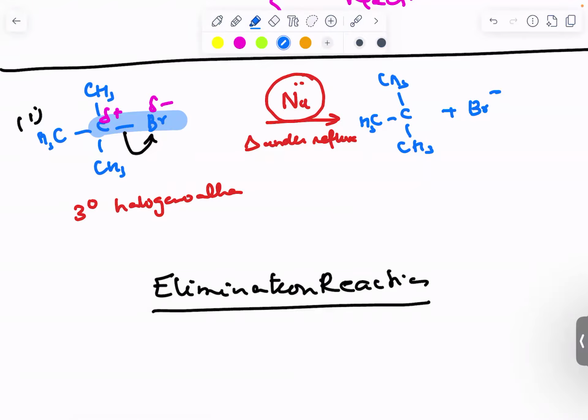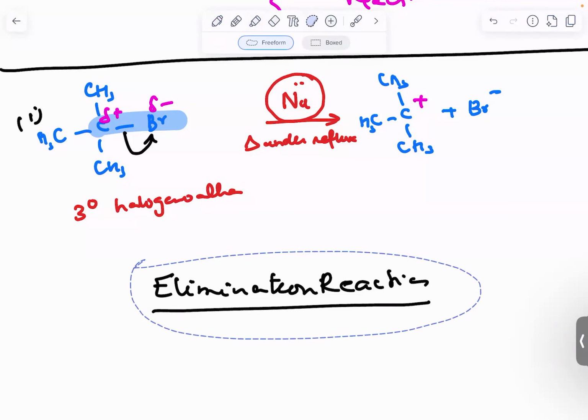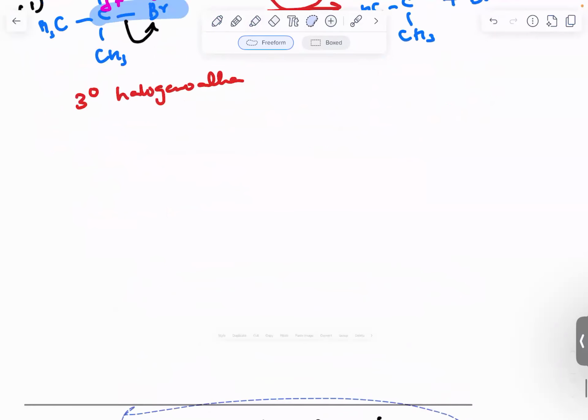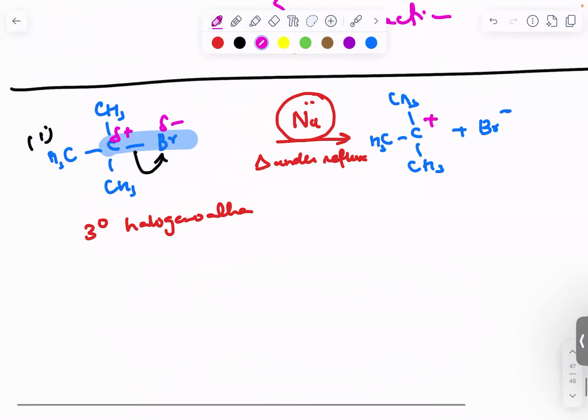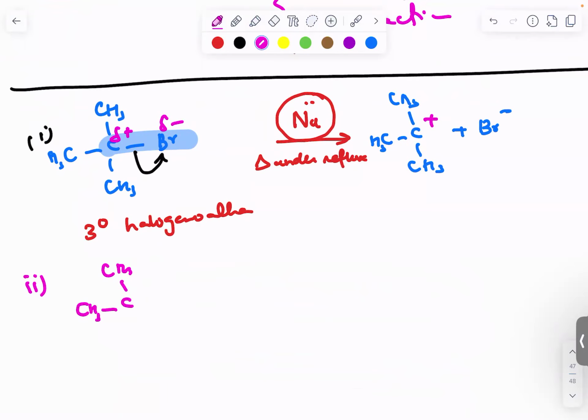We are going to get a tertiary carbocation plus Br negative. Now, in the next step, we are going to see the involvement of the nucleophile. I am keeping it generic. So this is the second step. CH3, CH3, CH3. This is the tertiary carbocation.